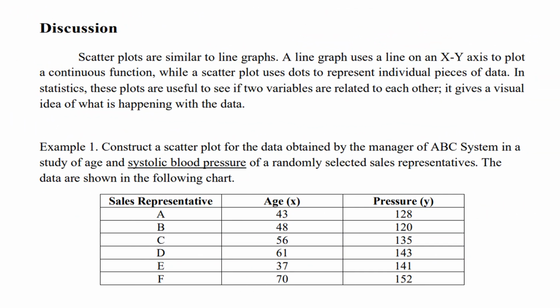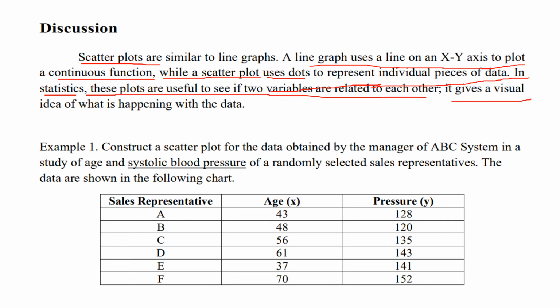So for us to visualize more what scatter plots are, let's move forward with the formal discussion. Scatter plots are similar to line graphs. A line graph uses a line on an x and y axis to plot a continuous function, while a scatter plot uses dots to represent individual pieces of data. In statistics, these plots are useful to see if two variables are related to each other. It gives a visual idea of what is happening with the data.